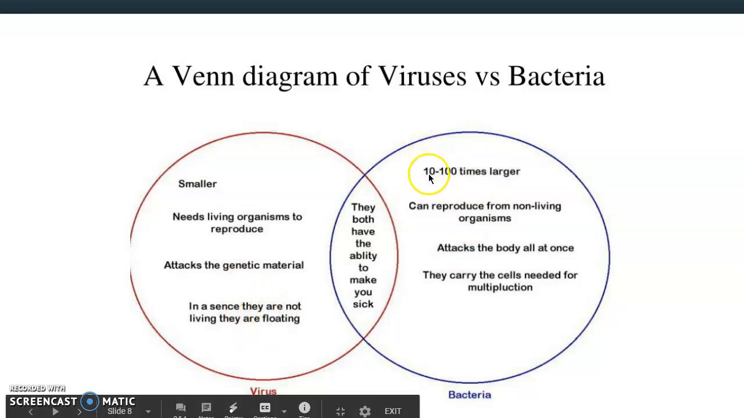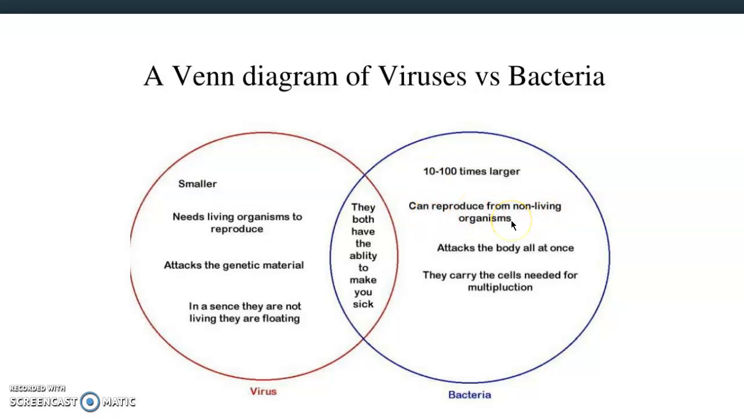When we look at bacteria, they're 10 to 100 times larger. They can reproduce on their own. So they are alive. They can attack the body all at once. So when we talk about different bacteria, sometimes when we drink water that's dirty, we can get a bacteria in that makes us sick, or there's lots of different kinds. And then they can carry the cells needed for multiplication. So bacteria will come in and make us sick and replicate on their own, while our viruses come in and take our DNA, our cells that are already inside us. But they both have the ability to make us sick.